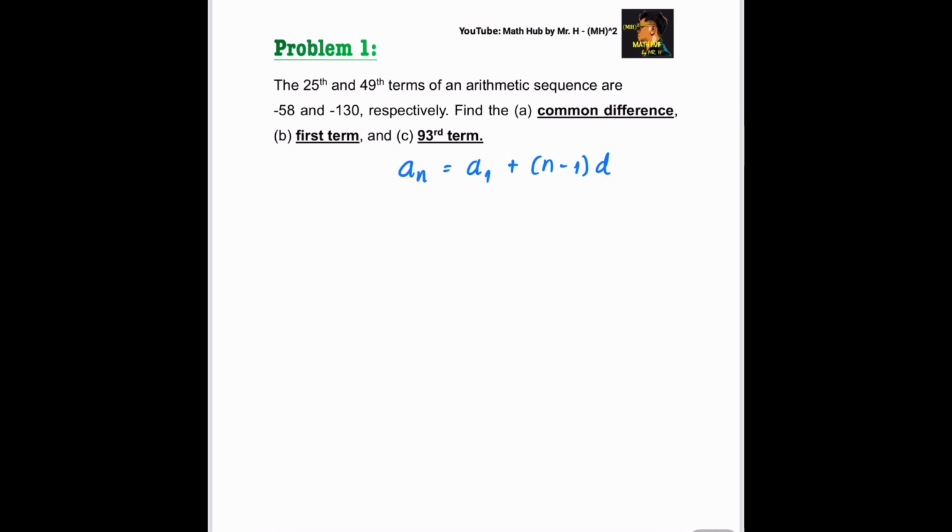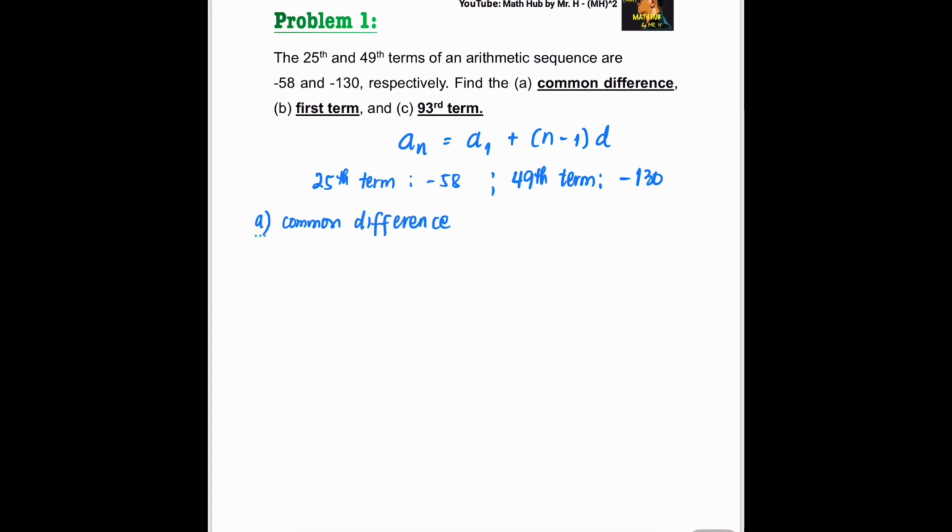Okay, so if we're going to answer this question, we were told that the 25th term is negative 58. So let's write it down. The 49th term is given, and that is negative 130. And first question, we need to find the common difference, or the d.